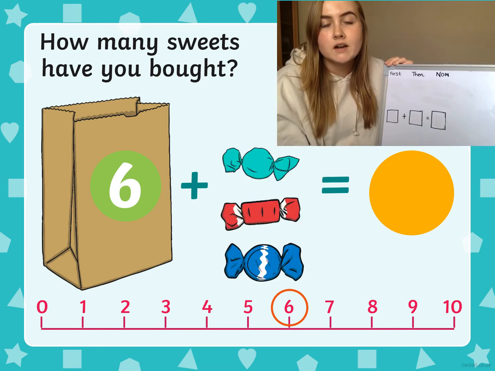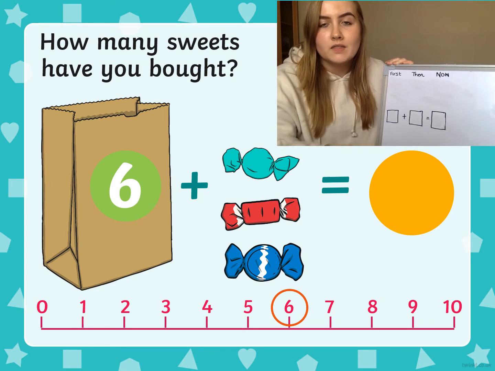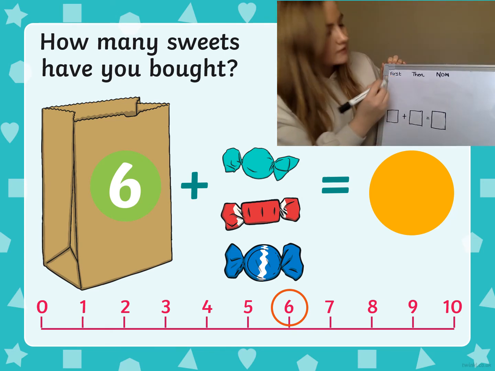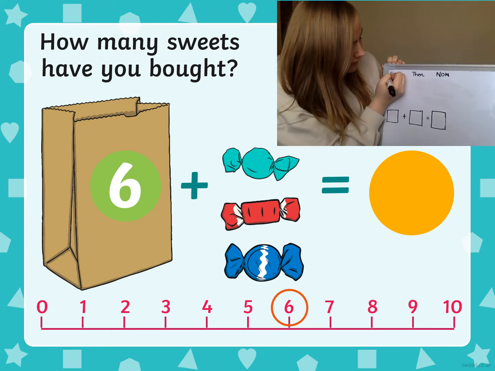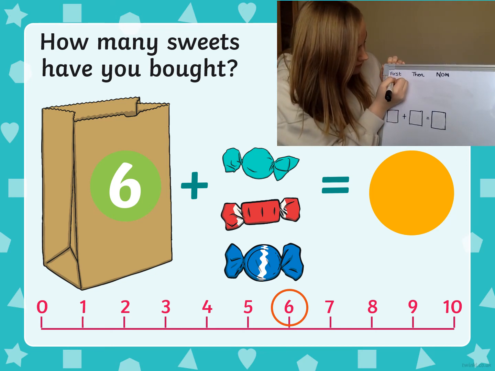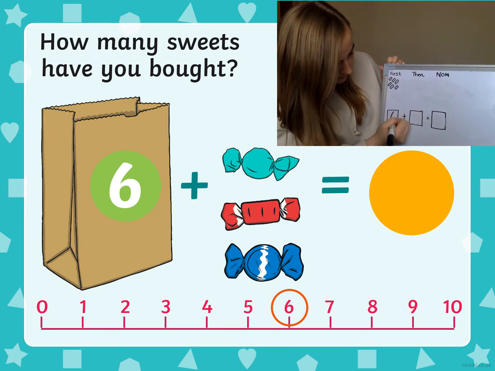So in our first group of sweets, how many sweets were in that bag? There were 6 sweets. Fantastic. So how many sweets do I need to draw? 6. Fantastic. Now can you count with me? So I've got 1, 2, 3, 4, 5 and 6. So now I need to write the number 6.